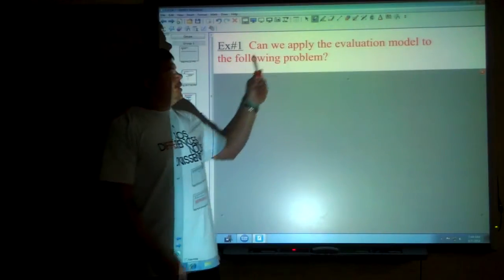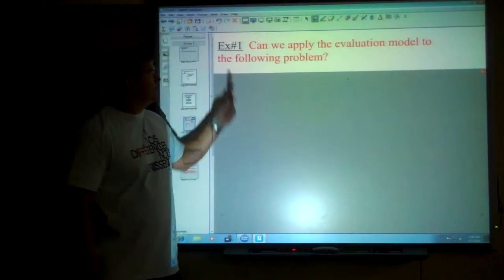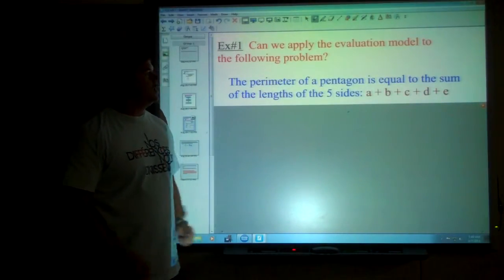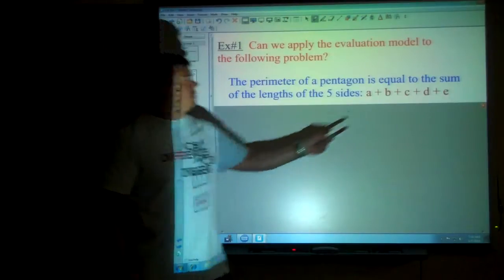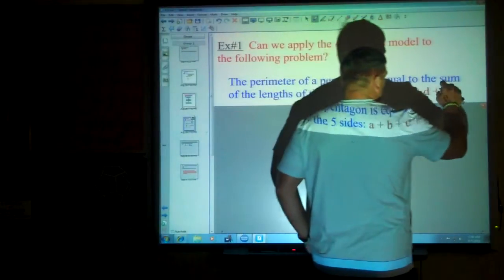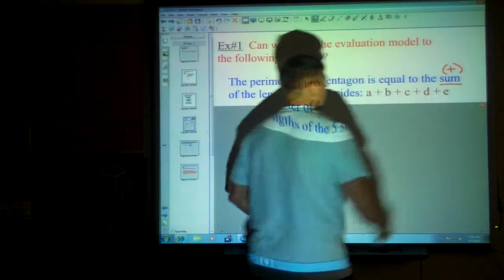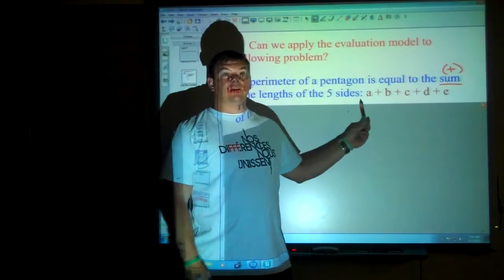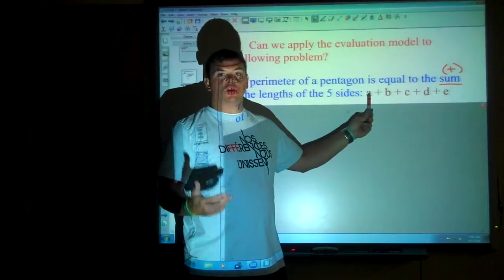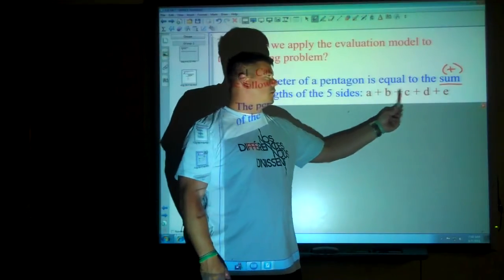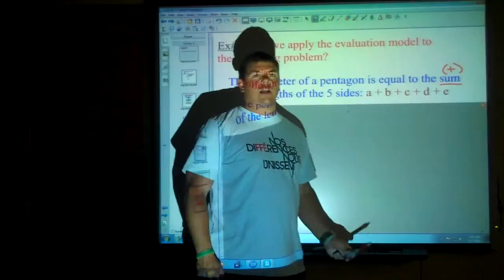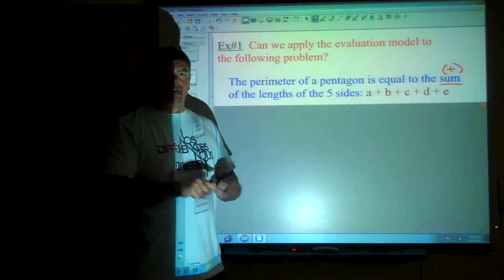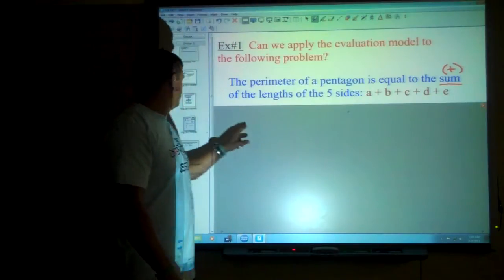Can we apply the evaluation model, the model we just went over, to the following problem? The perimeter of a pentagon is equal to the sum, meaning addition, of the lengths of the 5 sides. We don't know the lengths of the 5 sides, so we've given each side its own variable. A is one side, B is another, C is another, D is another, and E is the 5th side. So if we were to add all the sides together, the sum, we would have the perimeter, the distance around that pentagon.